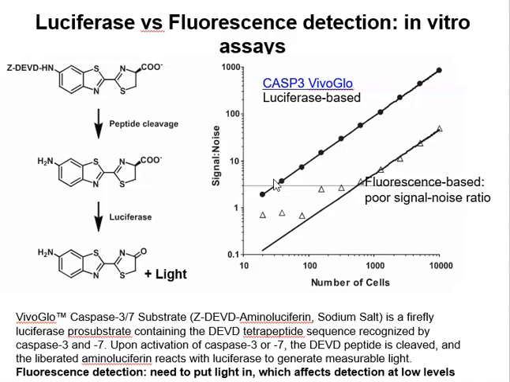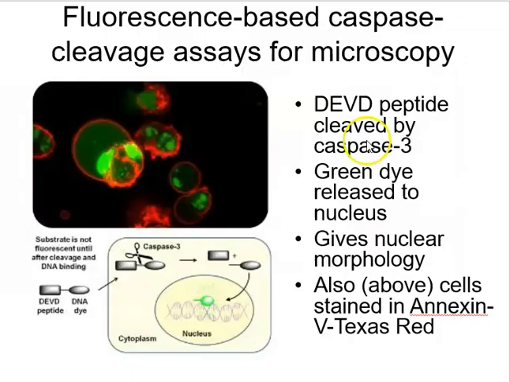Now, luciferase-based systems are really good in terms of having a good signal-to-noise ratio. This is something that the biochemist should be particularly interested in. But what we can also do is fluorescent-based assays, which have a much poorer signal-to-noise ratio, but can be visualized by fluorescent microscopy or flow cytometry.